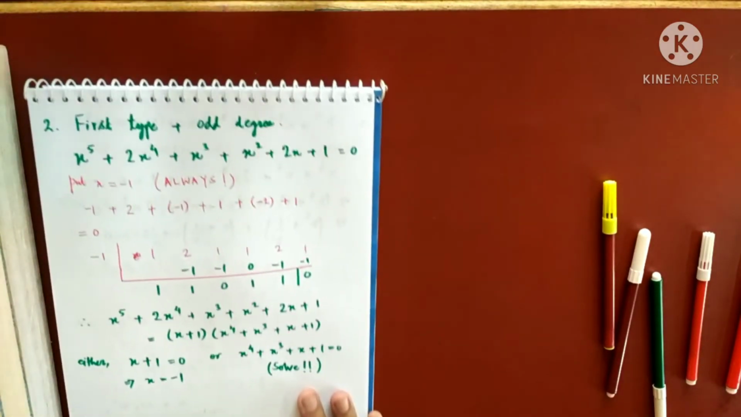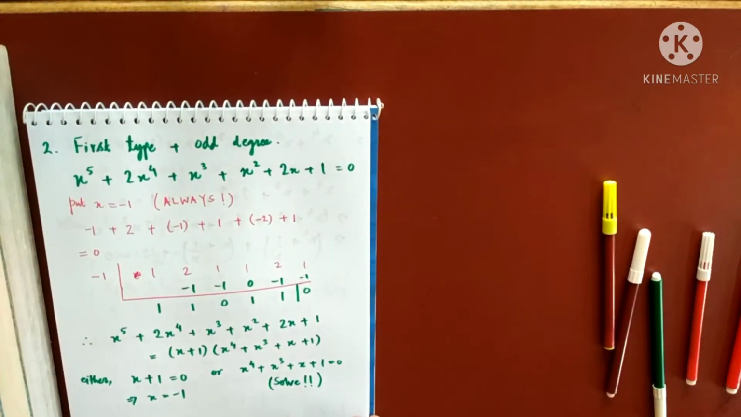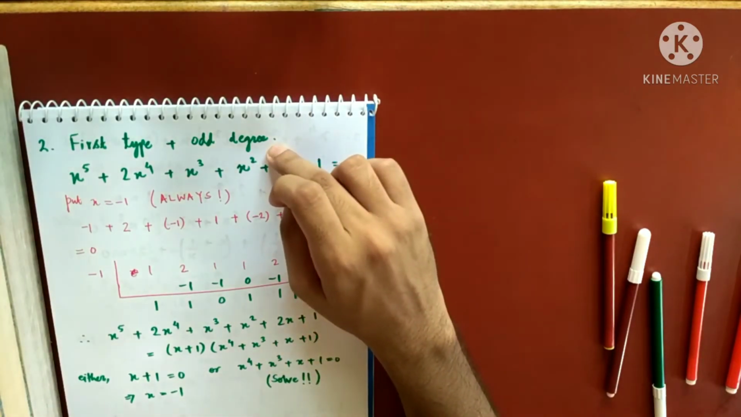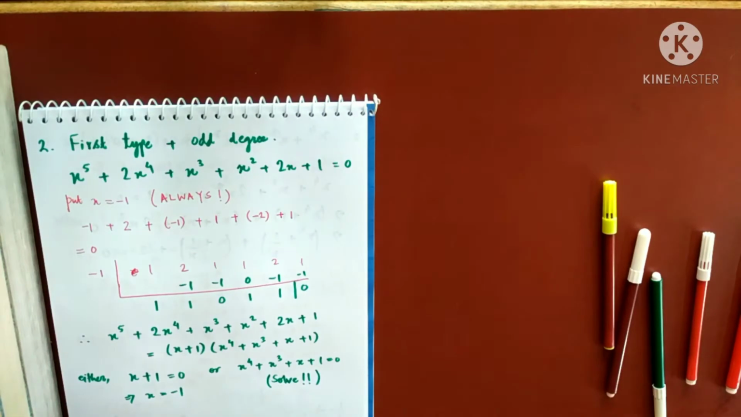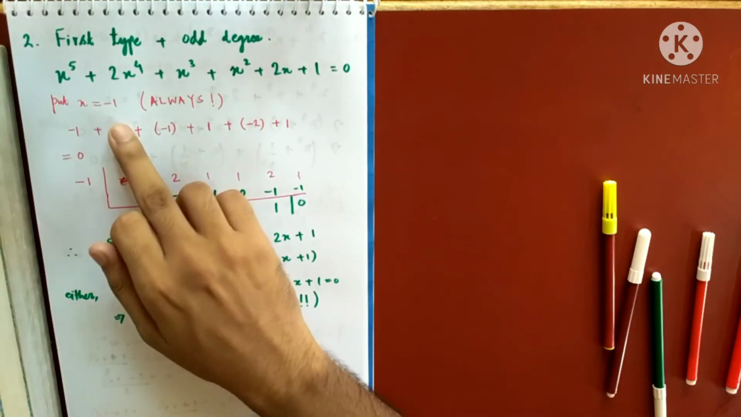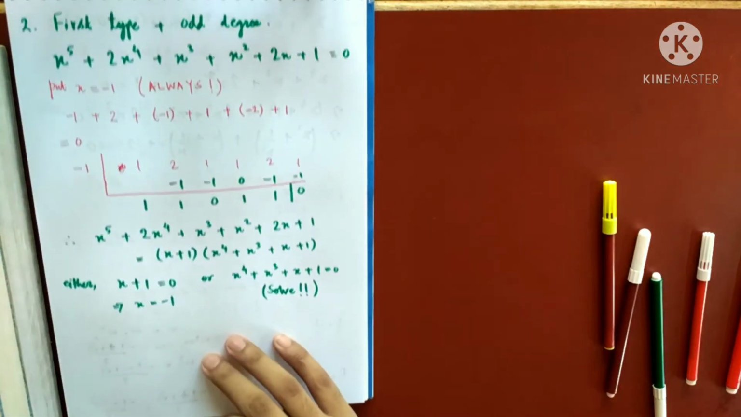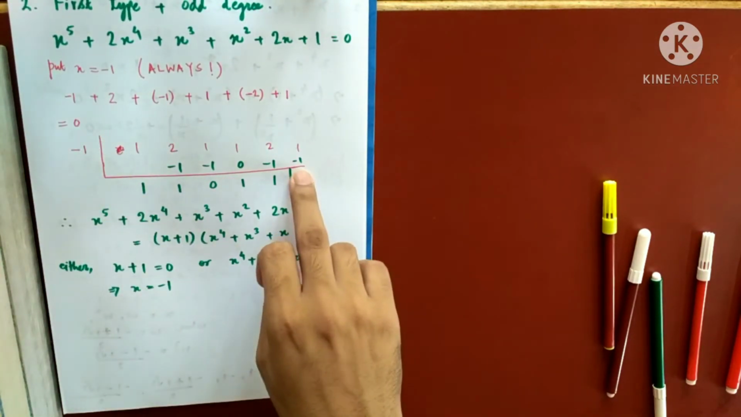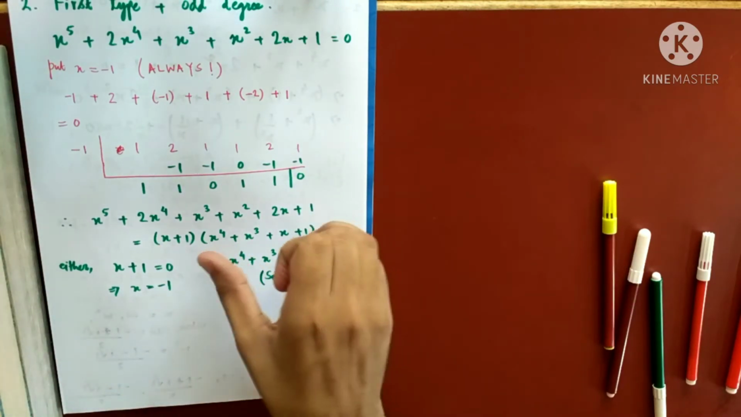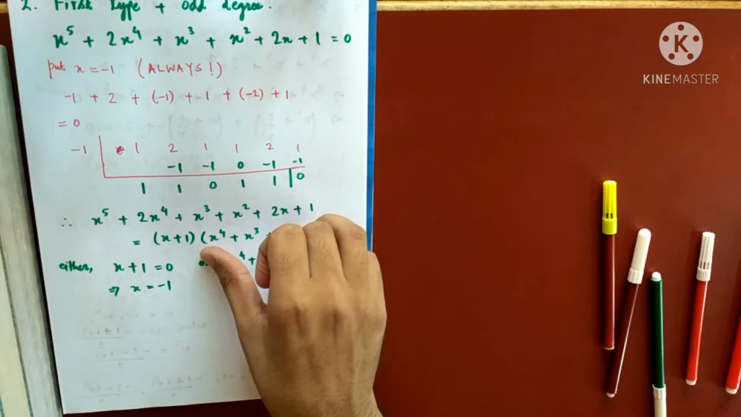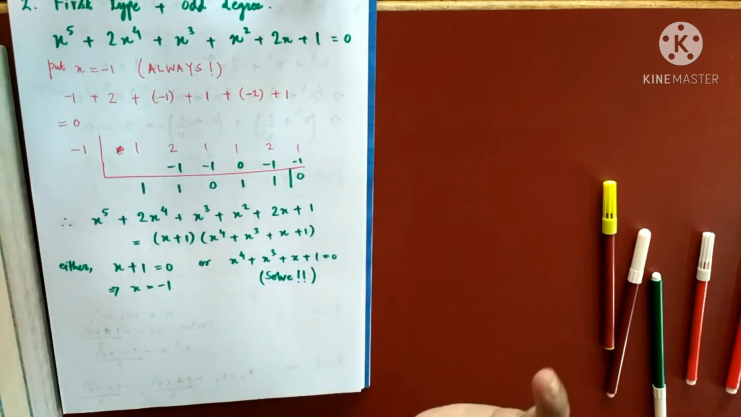So what is the logic? Whenever you have a first type and odd degree, minus 1 will always be a solution. You may always check, okay? That is my guarantee to you. And then, because minus 1 is always a solution, you can divide by x plus 1 to get the quotient. The quotient will be of even degree and of first type, and hence you can solve this.